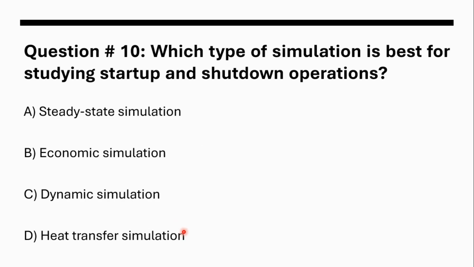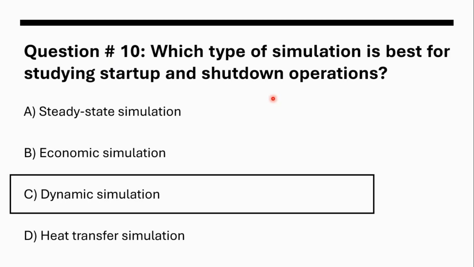First, we need to understand that economic simulation and heat transfer simulation are just made-up terms. Mainly, simulation is categorized into two parts, steady state and dynamic. Steady state does not include any time dependency, and dynamic definitely includes time dependency. We have to study startup and shutdown, which means there is time dependency. So accordingly, dynamic simulation should be used for studying the startup and shutdown operations of a plant.